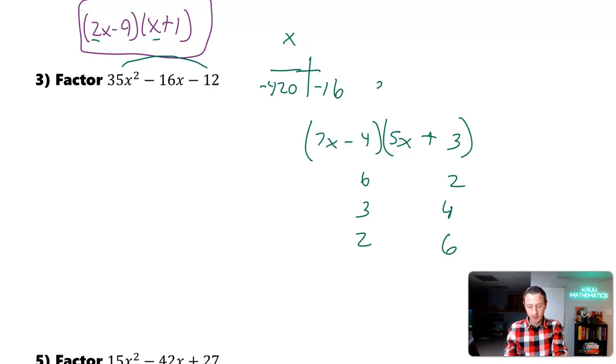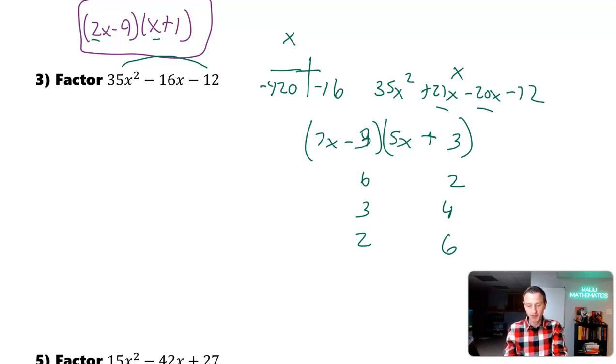So 7 times 5 is 35x squared. 7 times 3 is 21x. Negative 4 times 5 is negative 20x, and then negative 12. So you see how that middle term didn't work out. 21 minus 20 is only a 1x. I wanted a 16x. So that wasn't it. And even if I flip the signs, that's not going to change anything.